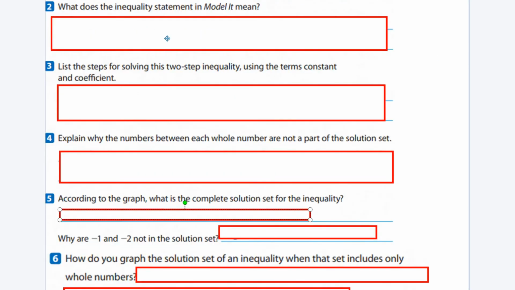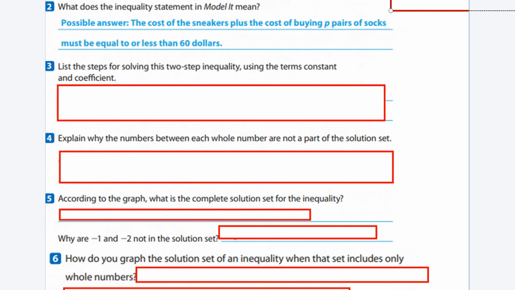Let's look at question 2. What does the inequality statement in Model It mean? Well, there are many possible answers. The cost of the sneakers plus the cost of buying P pairs of socks, we don't know how many, must be equal to or less than $60, because that's how much money he has.